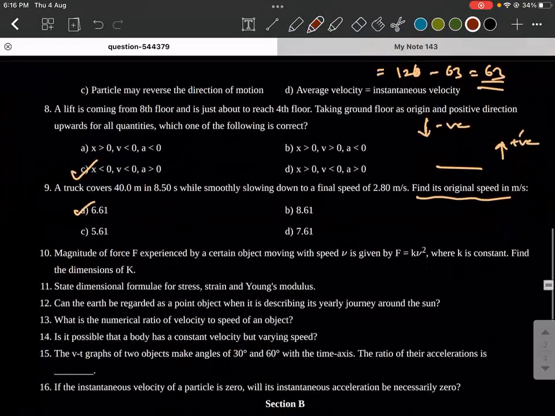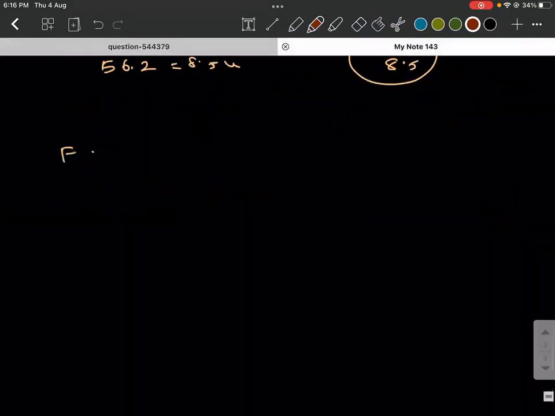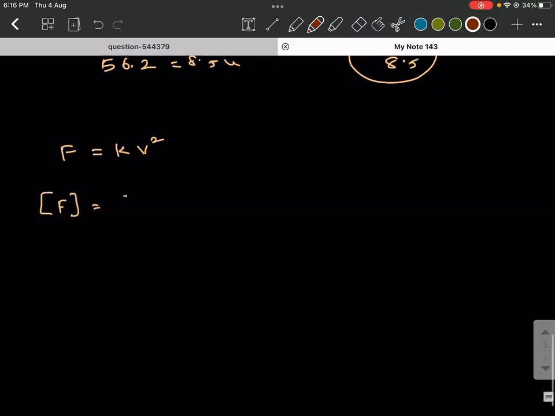Okay. Next is the 10th one. Magnitude of force experienced by a certain object with a speed v is given by F is equal to k into v square, where k is a constant. Then the dimension of k is what? So for it to be dimensionally consistent, what should happen? The dimensional formula of F should be equal to the dimensional formula of k into the dimensional formula of v square. So what is the dimensional formula of F?